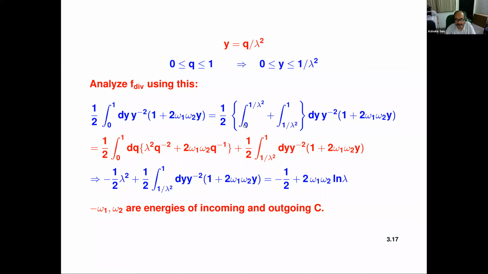And this part of the integral, we can easily do. This gives you 1 over lambda square minus 1, multiplied by a factor of half. So that, sorry, this gives you not 1 over, this gives you lambda square by 2 minus 1, minus half. So combining this with the minus half lambda square, you get minus half. And the second part gives you log lambda, 2 omega 1 omega 2 log.